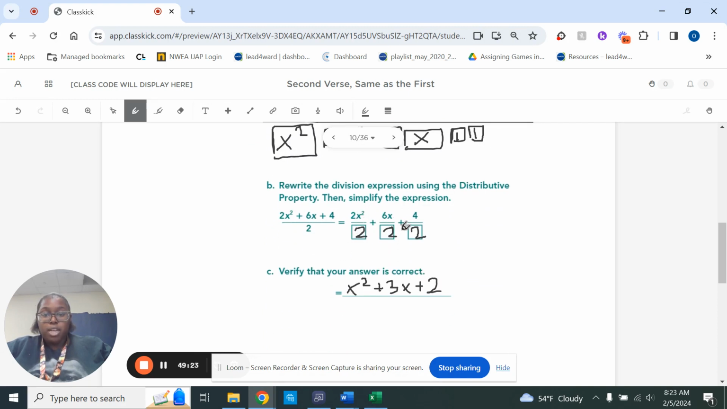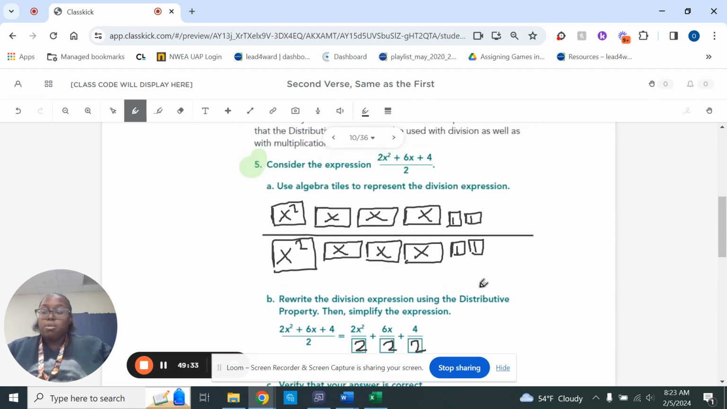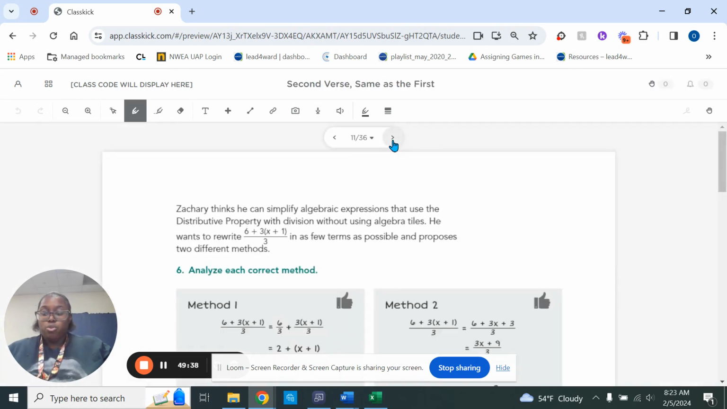And that's exactly what we got in our model. And if we take into consideration all of this, 2 divided by 2 is 1, 6 divided by 2 is 3, and 4 divided by 2 is 2. So that is how it works with division. We are actually going to be skipping the next page. I'm not going to do it at all.